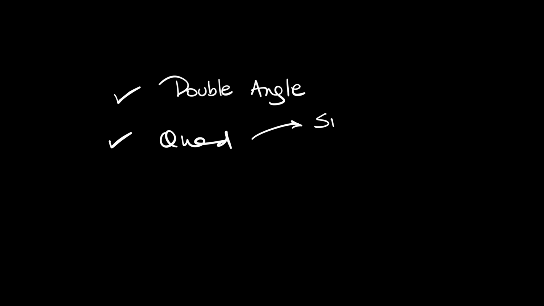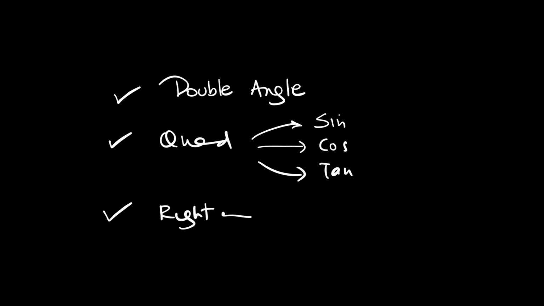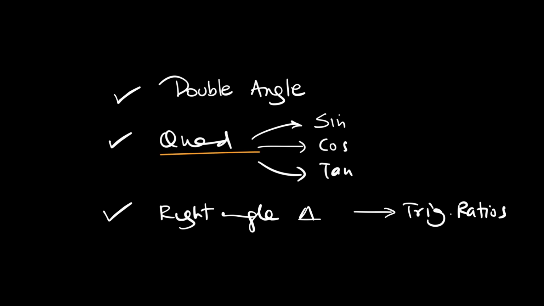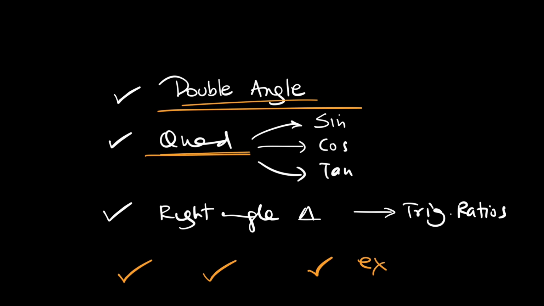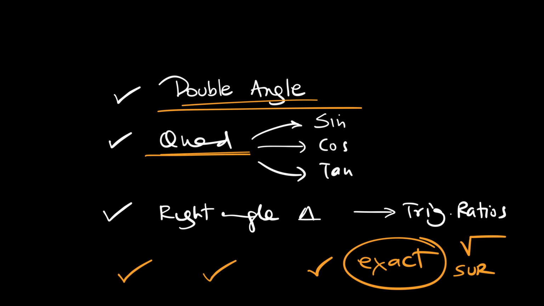So what have we learned in this video? In this video, we applied the double angle formula. We took care of the quadrants to determine the signs of sine and cosine and tangent. We drew right angle triangles to evaluate the trigonometric ratios, and based upon the quadrants and the double angle formula, we evaluated the exact value, that is without using a calculator, and leaving the answer in the surd form.